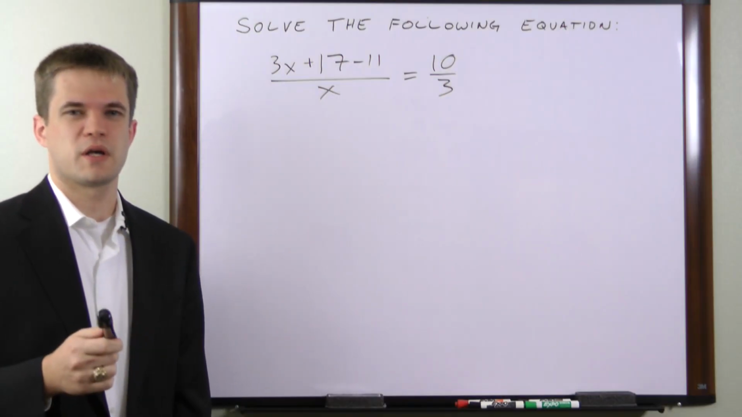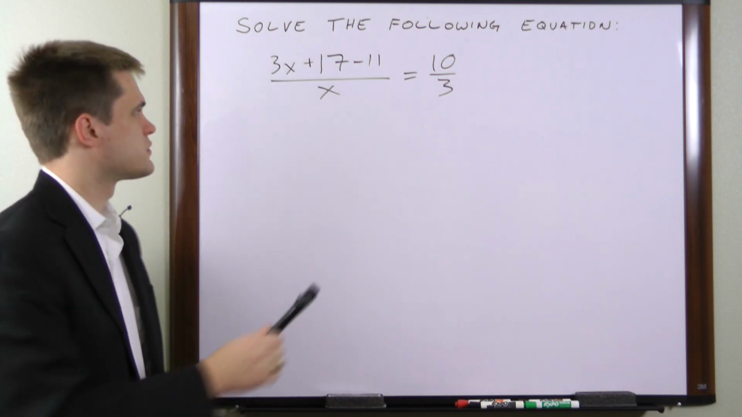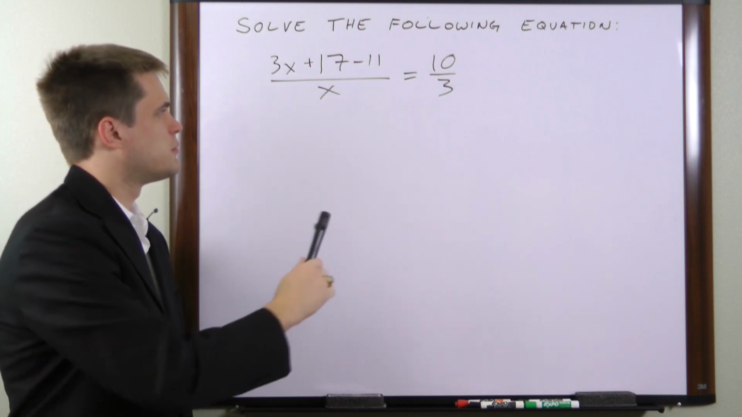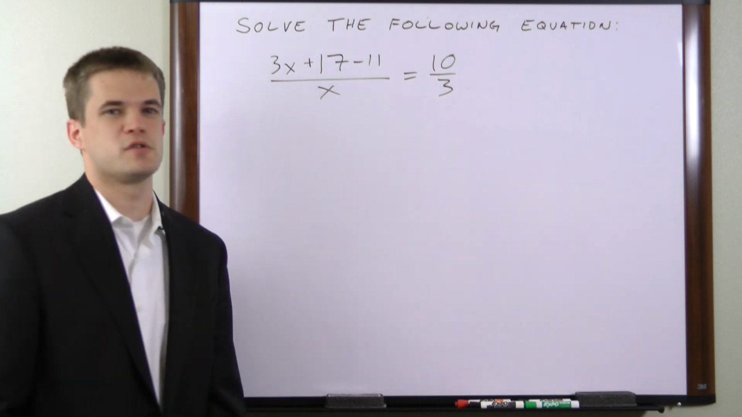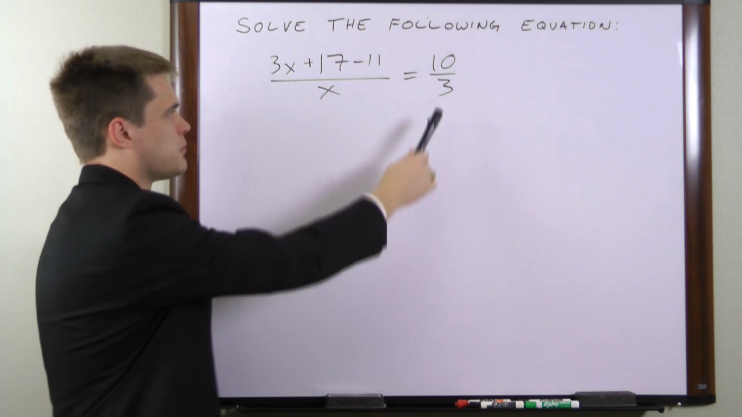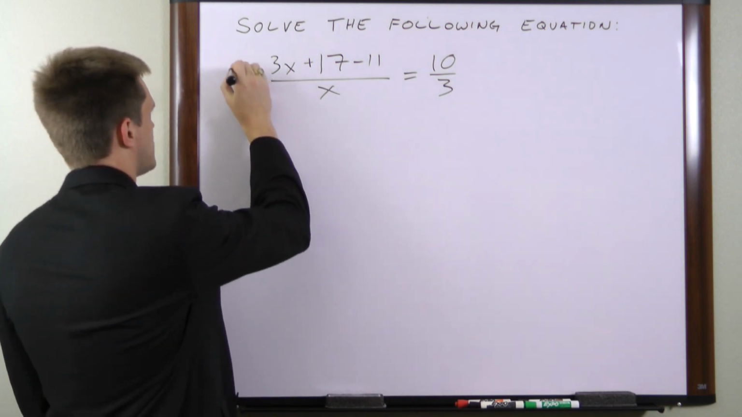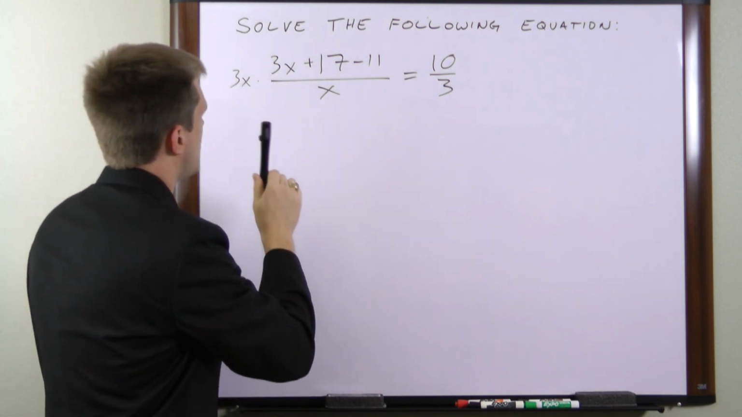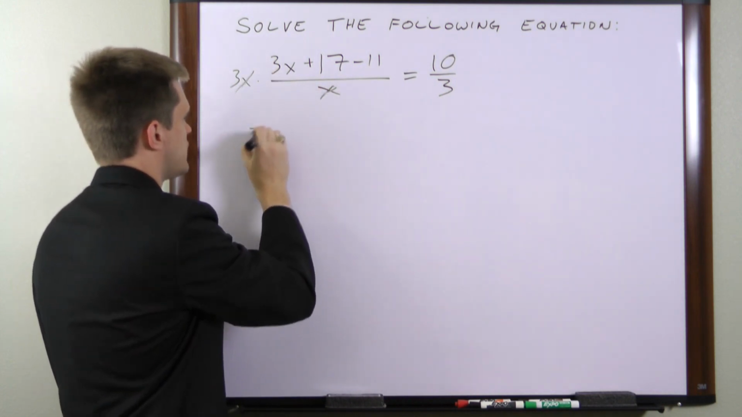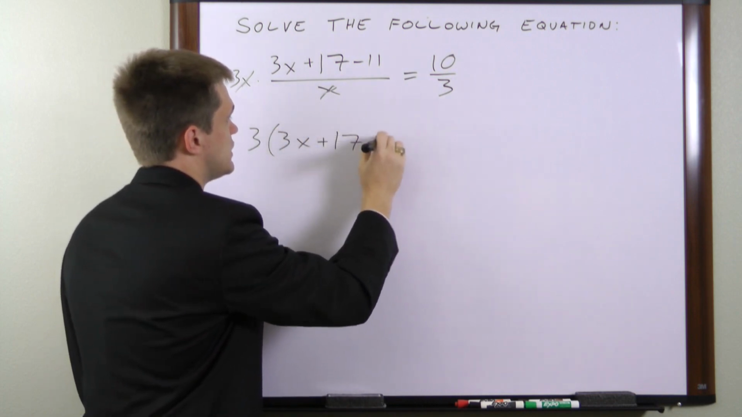When you're faced with a complex single variable equation like this one, the first thing you want to do is remove the fractions from this by multiplying both sides of the equation by the product of the two denominators. So we're going to multiply the left and right sides of the equation by 3 times x. So if we multiply this side by 3 times x, what we get is we can cancel out this x, and what we're left with is 3 times 3x plus 17 minus 11.